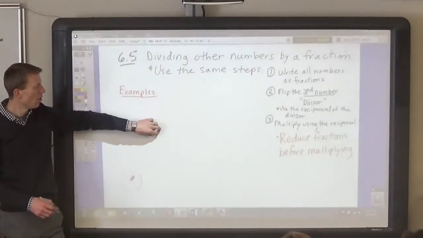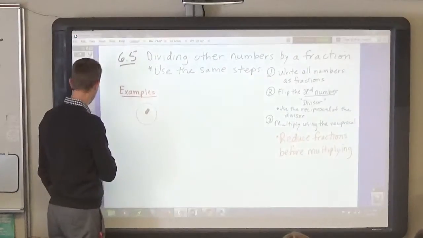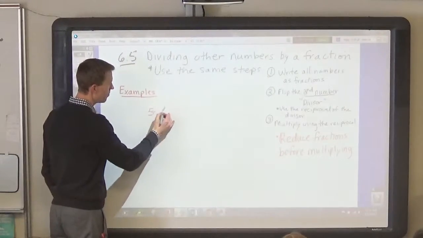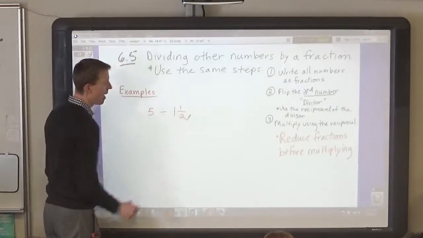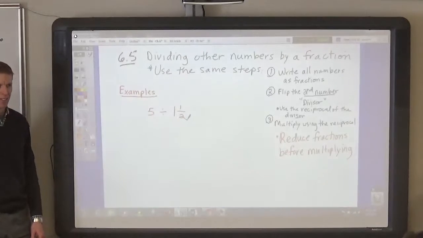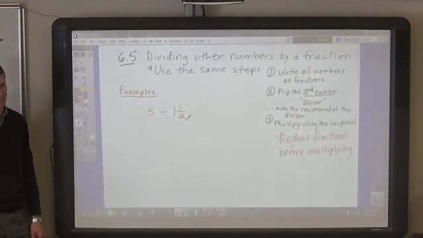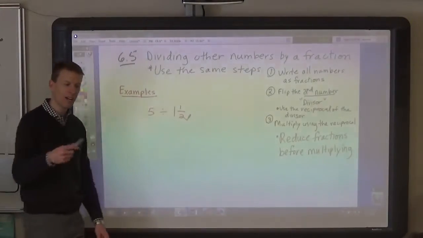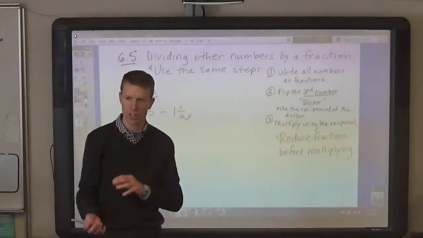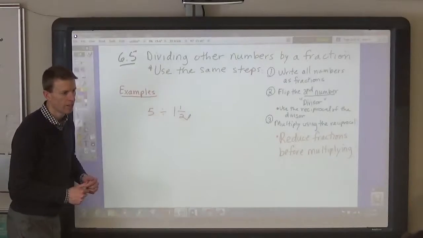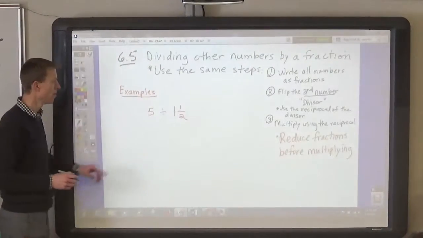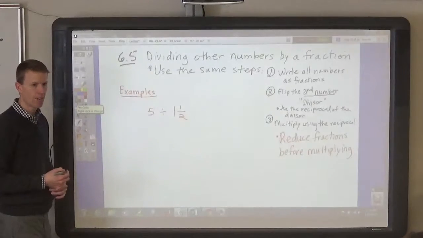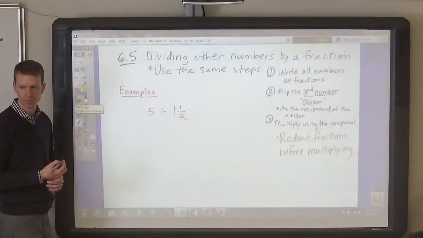then the whole number, like 5, divided by the mixed number, 1.5, both of them need to be written as fractions first. So we're going to apply what we learned about how to change numbers and write them in fraction form, and then divide them. So let's start with this one. 5 divided by 1.5.